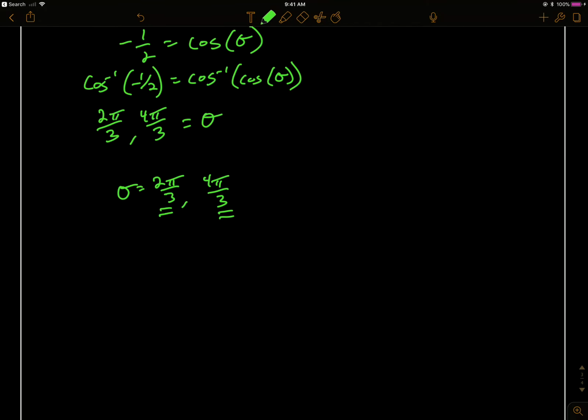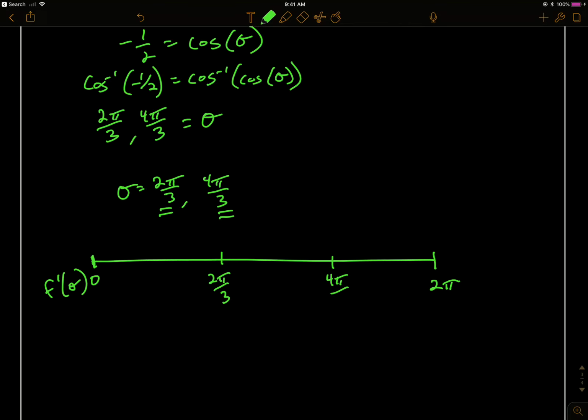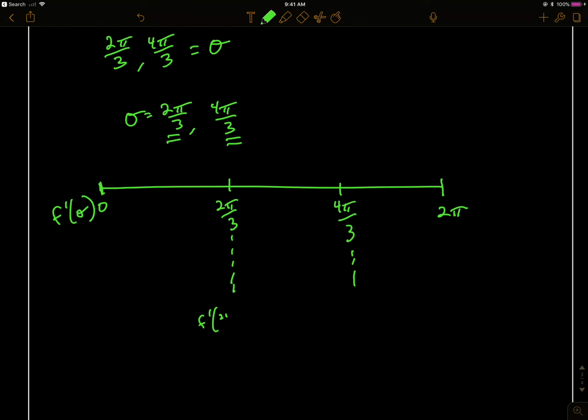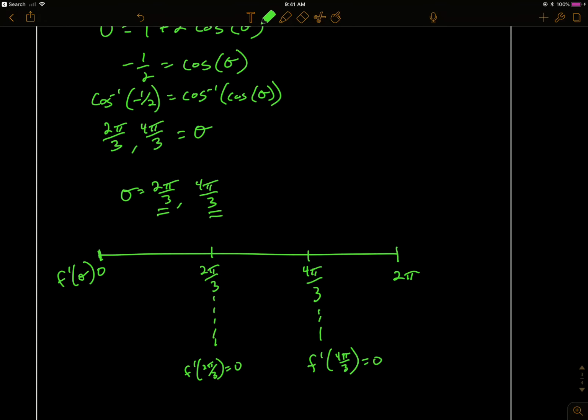So we're going to make our test interval. This time it doesn't have arrows at the end. And this is going to be f prime of theta that we're talking about. All this information starts at 0, ends at 2 pi. We've got 2 pi over 3 and 4 pi over 3. And at those values, f prime of 2 pi over 3 equals 0. F prime of 4 pi over 3 equals 0. Now we got to test each interval. So we can pick an x value, or a theta value. I'm going to choose pi over 2 from that interval, and I'm going to plug that into the derivative.